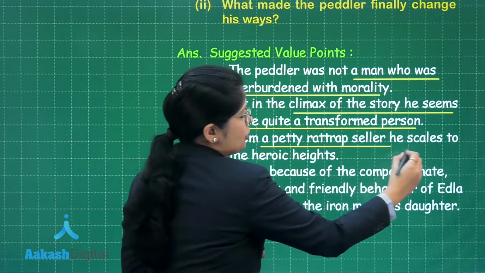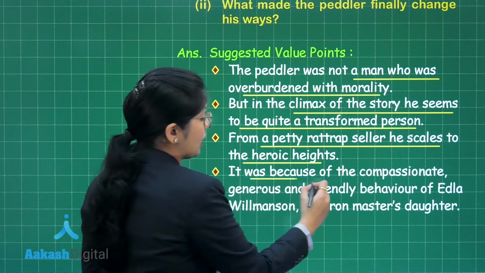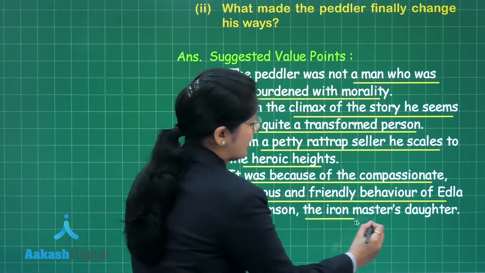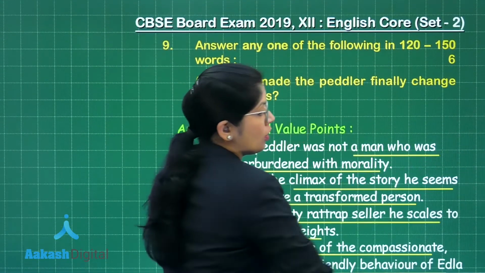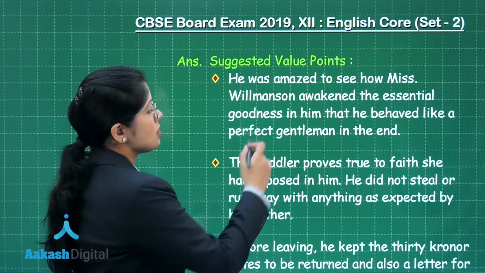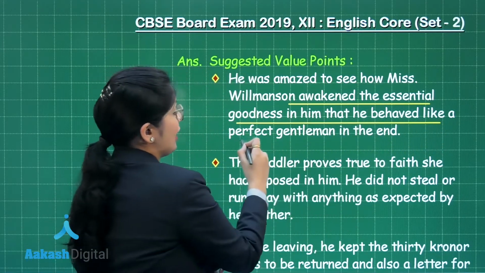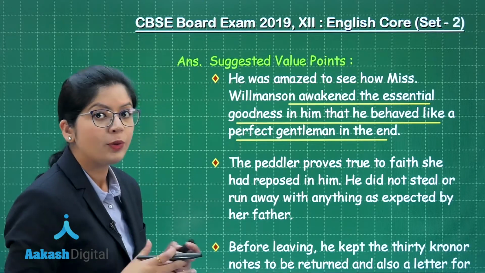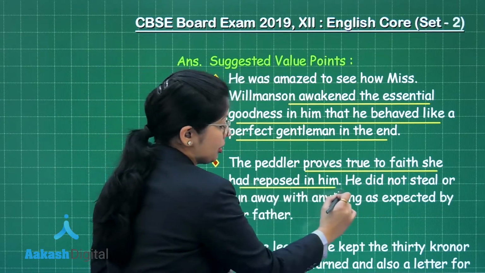From a petty rat trap seller, he scales to heroic heights. With the help of whom? It was because of the compassionate, generous and friendly behavior of Edla Willmanson, the ironmaster's daughter. Now, when you recall, we have to focus on the transformation of the rat trap seller. He was amazed to see how Miss Willmanson awakened the essential goodness in him, that he behaved like a perfect gentleman in the end. It was the compassion which motivated him to become a better person. The peddler proves true to the faith she had reposed in him.